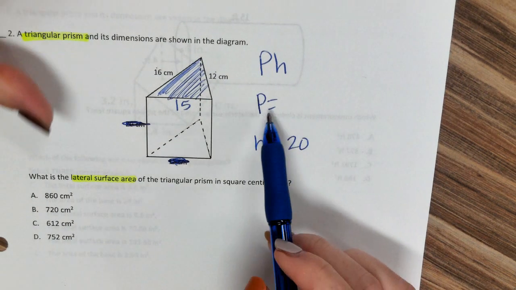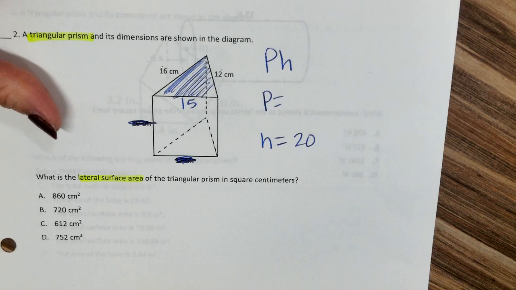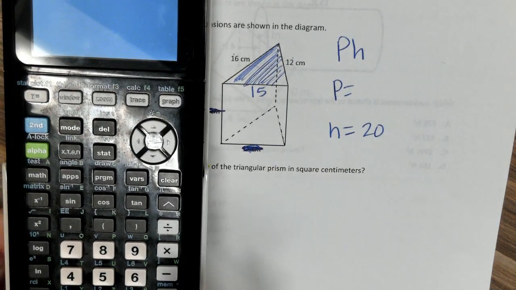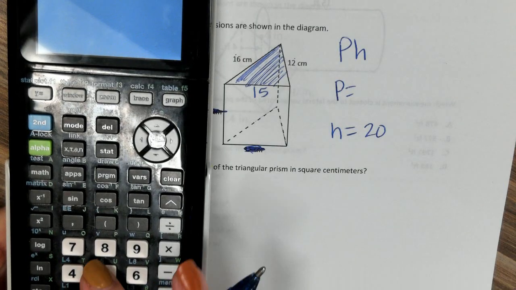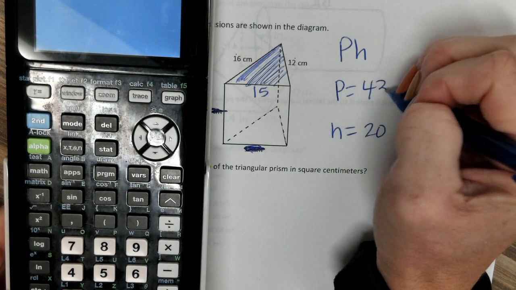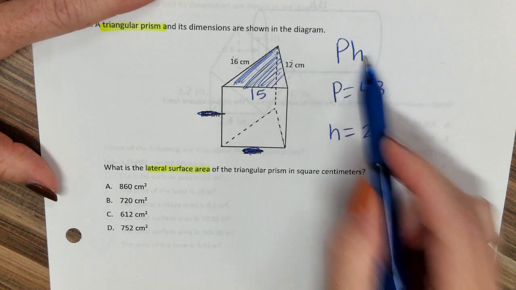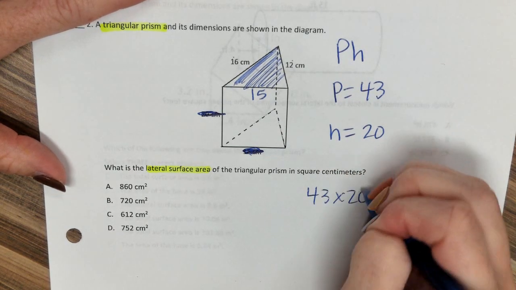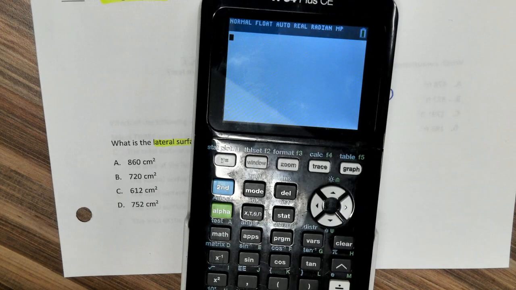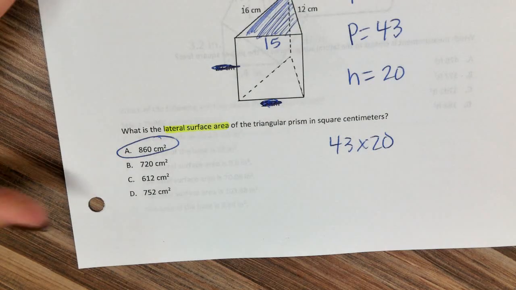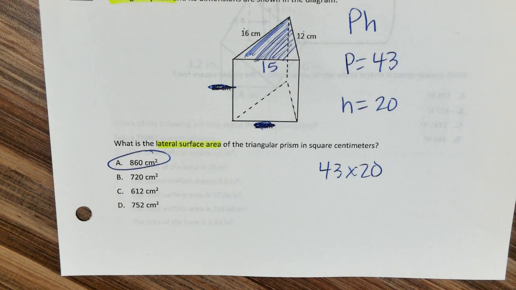How do you find P, the perimeter of the base? So I'm going to add 16 plus 12 plus 15, which is 43. Do I have everything I need? Yes, I plug them in and do P times H. So 43 times 20 is 860. Guys, you're going to put these answers in Google Classroom. Make sure you're writing them down.